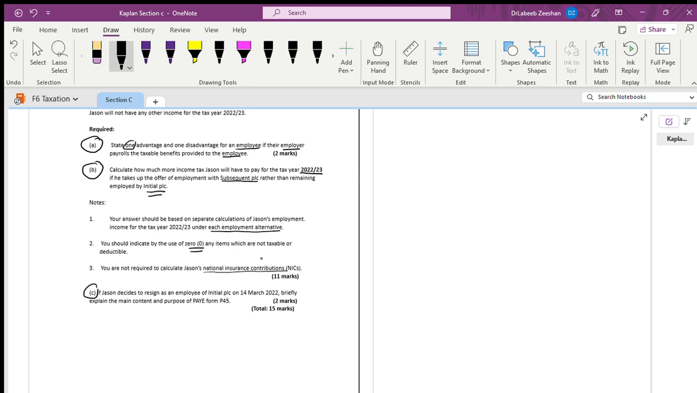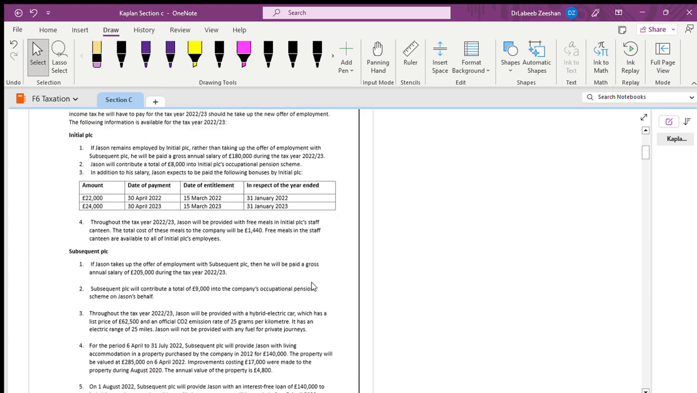If Jason decides to resign as an employee of Initial PLC on 14th March, briefly explain the main content and purpose of PAYE. Pay as you earn. Are you clear about this? Now what we have to do is just read the scenario.